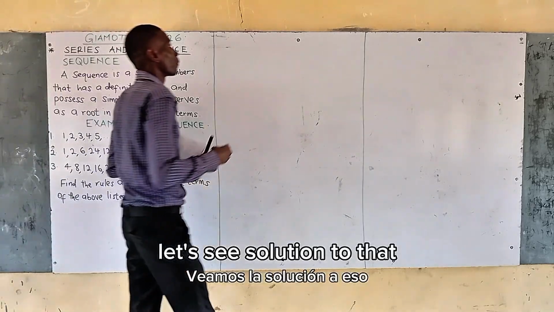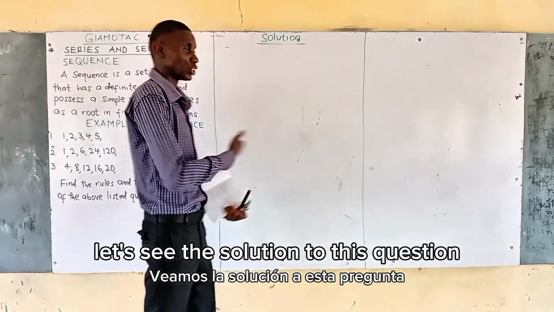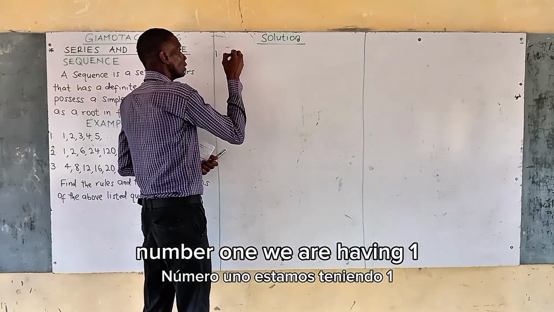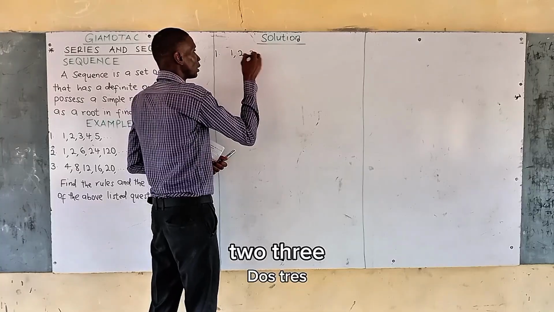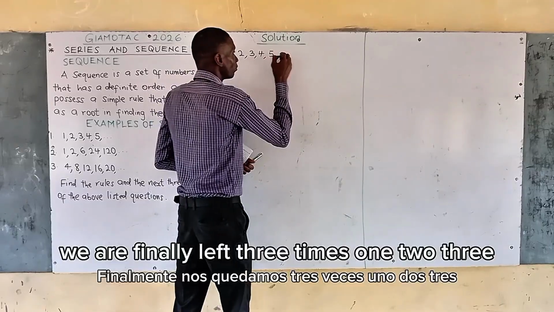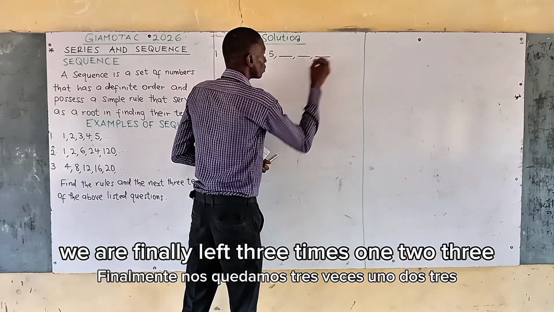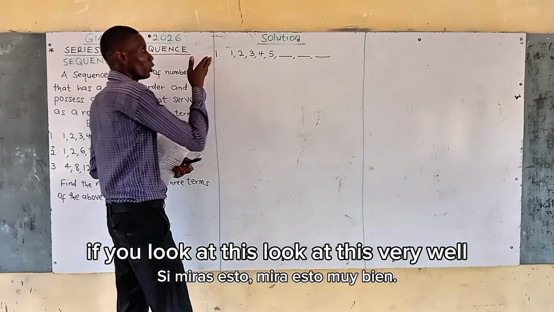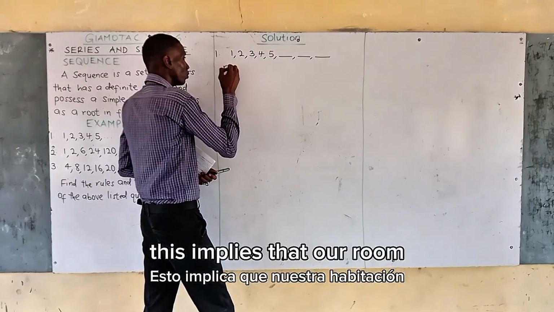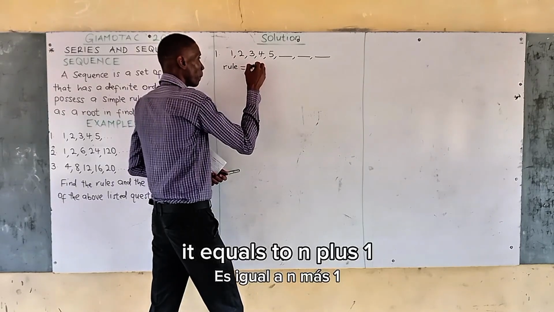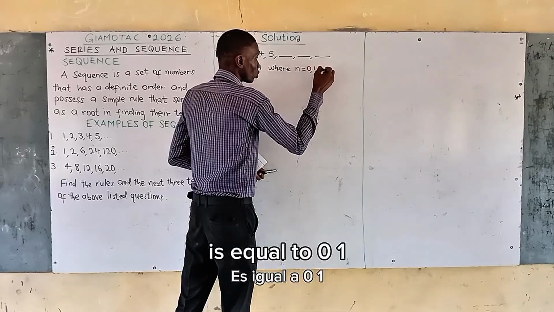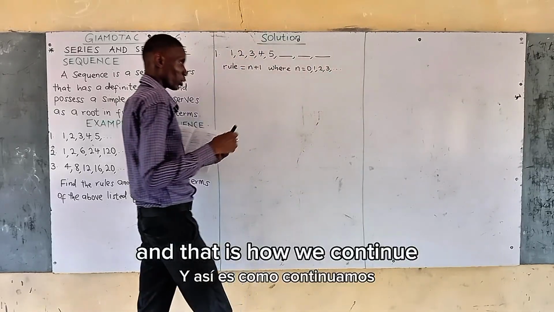Let's see solutions to this question. Let's tackle it together. I will follow you. Number 1. We have 1, 2, 3, 4, 5. We are finding the next 3 terms. If you look at this very well, this is increasing by 1. This implies that our rule will be equal to n plus 1, where n is equal to 0, 1, 2, 3, and that is how we continue.